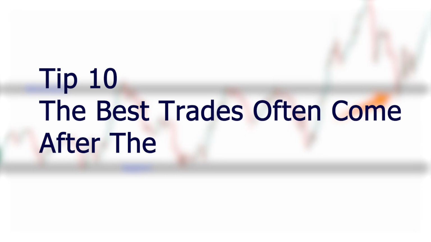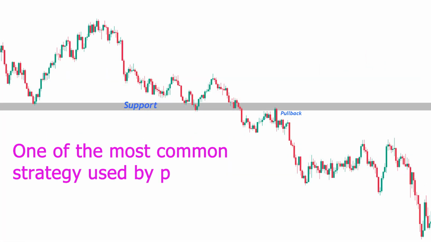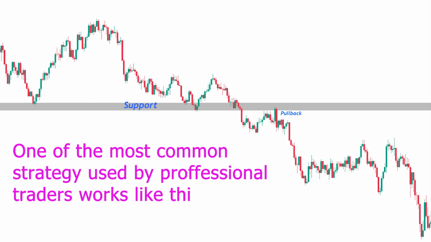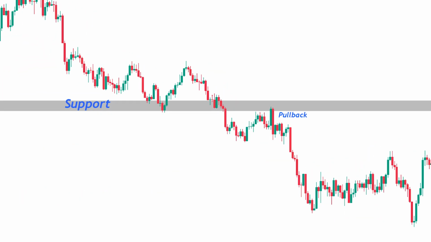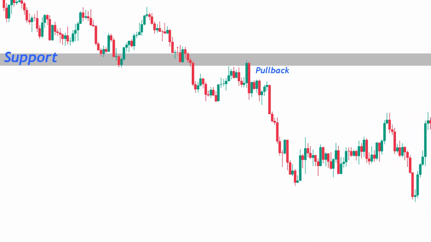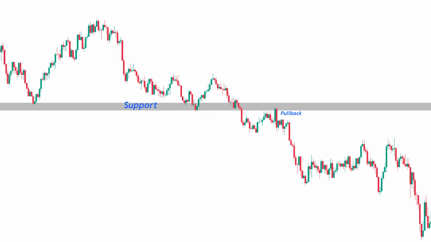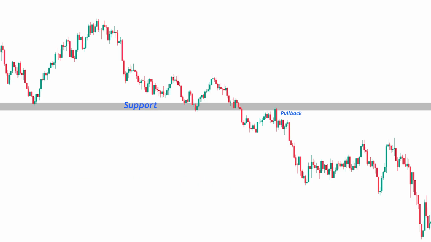Tip 10. The best trades often come after the pullback. One of the most common strategies used by professional traders works like this. First, a key level breaks. Second, price pulls back to that same level. Third, the real move begins. Entering during the pullback often provides lower risk, better risk to reward opportunities. That's why many experienced traders prefer trading the retest instead of chasing the breakout.